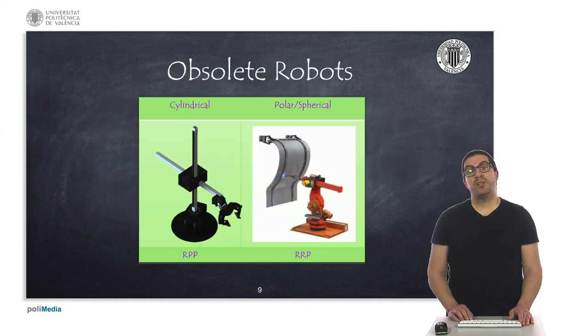Some additional, but in this case obsolete, robots that use open kinematic chain structures are the cylindrical and the spherical or polar robot. This type of robot combines revolute and prismatic joints, as you can see from the letters below, and also in this case in the animation on the right.